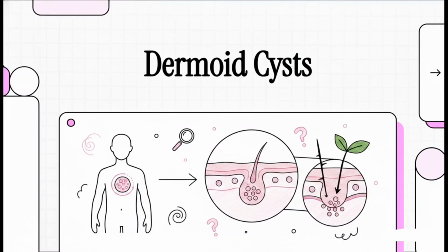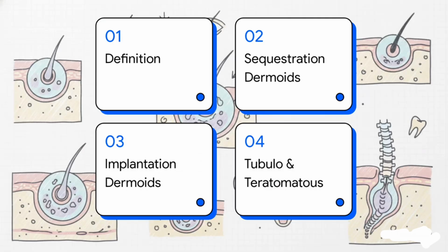Today we're throwing on our medical detective hats to investigate a truly fascinating anatomical anomaly, the dermoid cyst. We're going to explore how just a few misplaced cells, sometimes trapped before you're even born, or sometimes pushed under the skin by something as simple as a garden thorn, can create these complex, hidden structures deep within the body. Okay, let's dive into this.